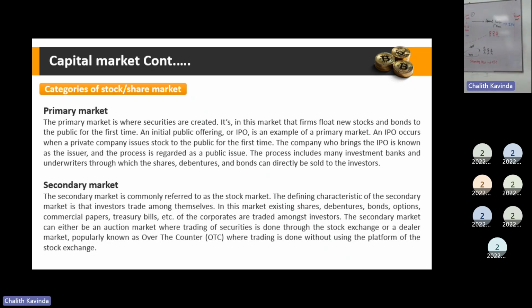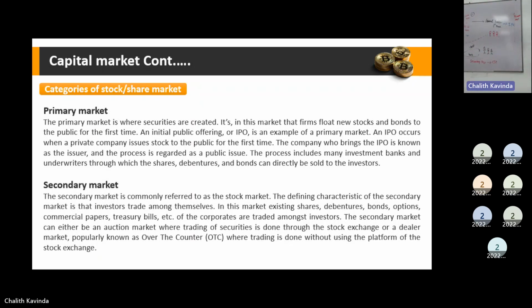They want to become public. A private company wants to become public. The company who brings the IPO is known as the issuer, and the process is regarded as a public issue or IPO. The process includes many investment banks and underwriters to which the shares, debentures, and bonds can directly be sold to the investor. Sometimes underwriters are also there, because if the general public do not subscribe to a certain number of shares, they are in the position to pay some percentage out of those underwriting. That is the primary market. Very simple.